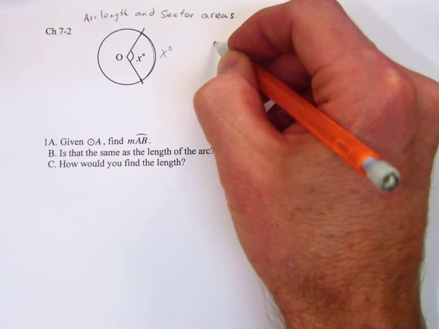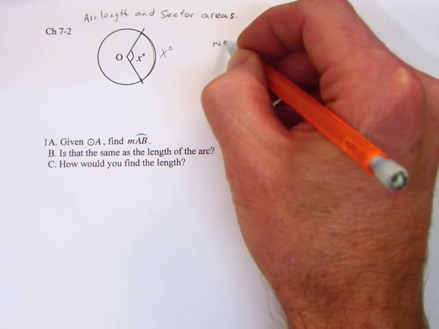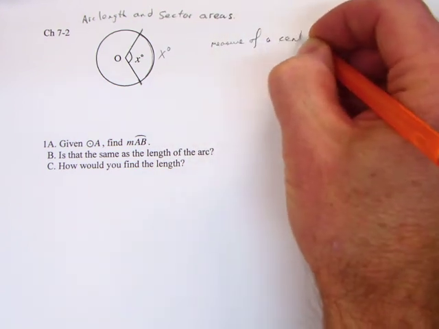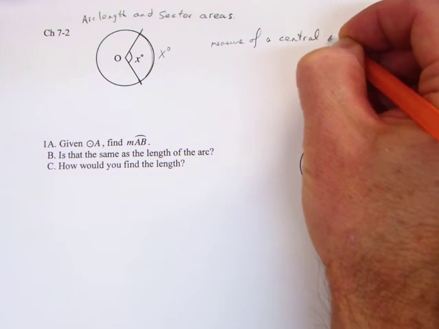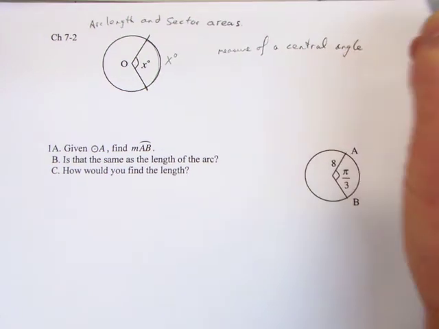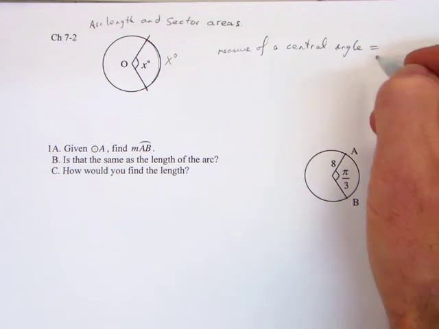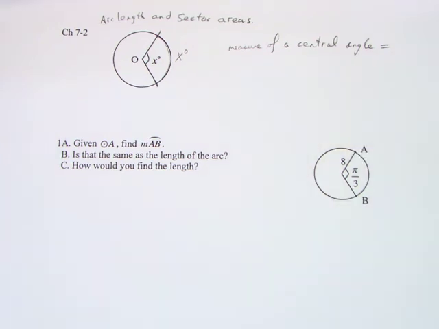And write this down. So we have the measure of a central angle equals the measure of its intercepted arc. Write that down, the measure of its intercepted arc. All right, let's take a look at a problem here.